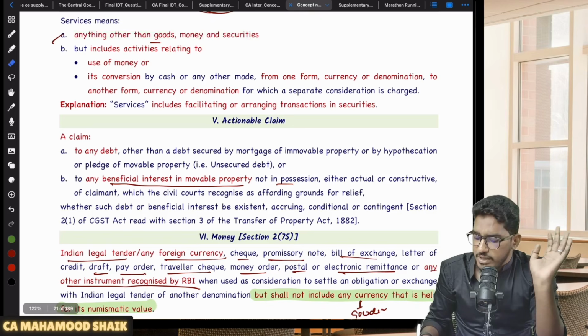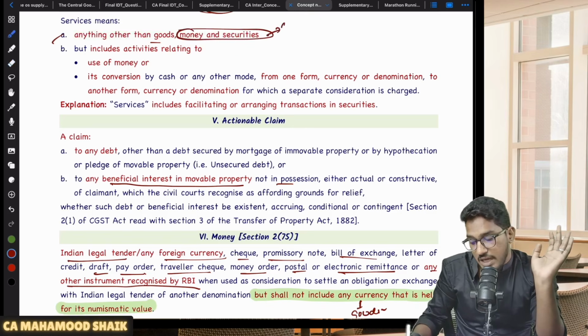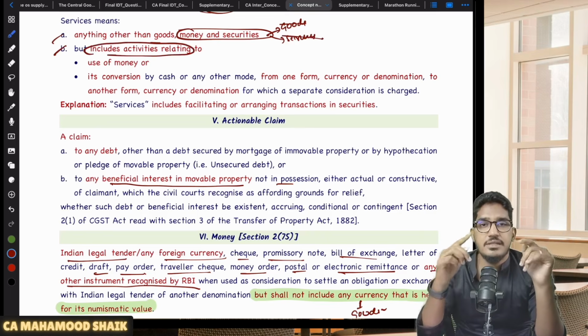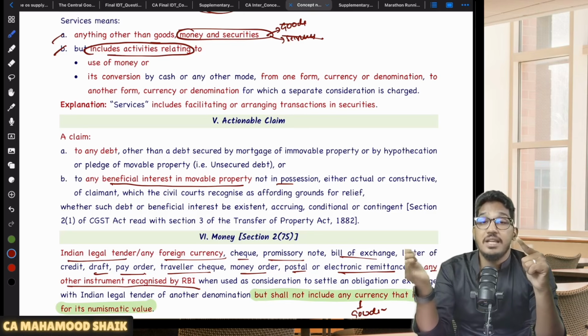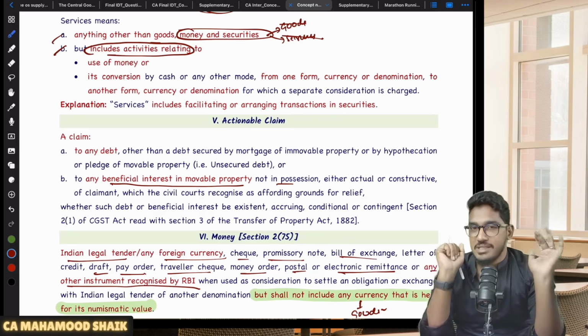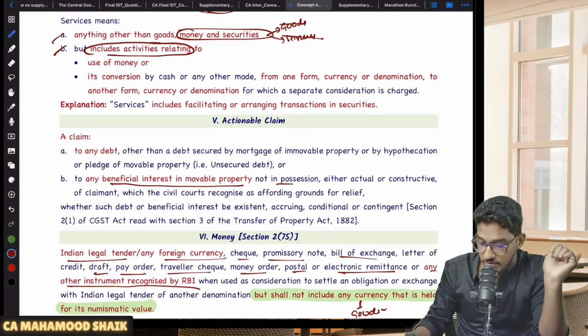Once again on this money and securities, we have to elaborate. They have told that money and securities is not goods. Now they are saying that money and securities is not even services. But specifically, they have included certain activities relating to money, and certain activities relating to securities, under the services definition. Sir, what are you trying to say?